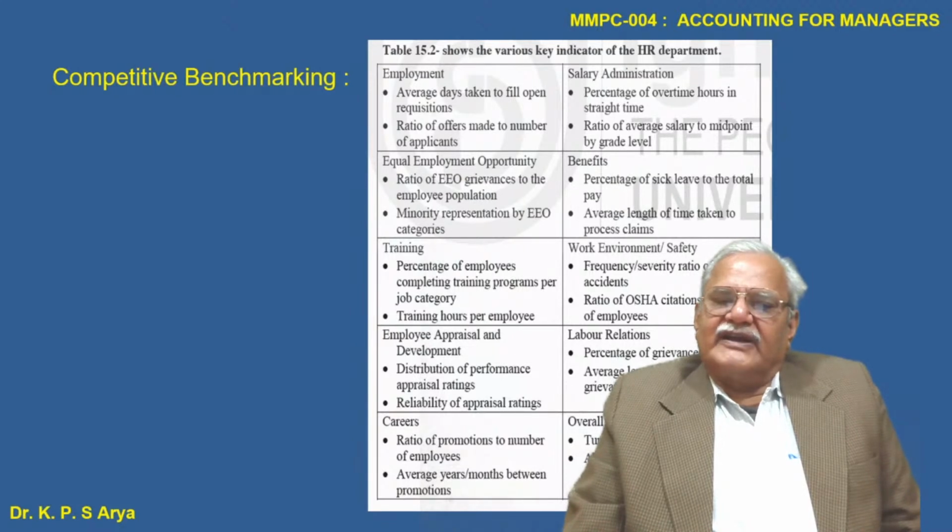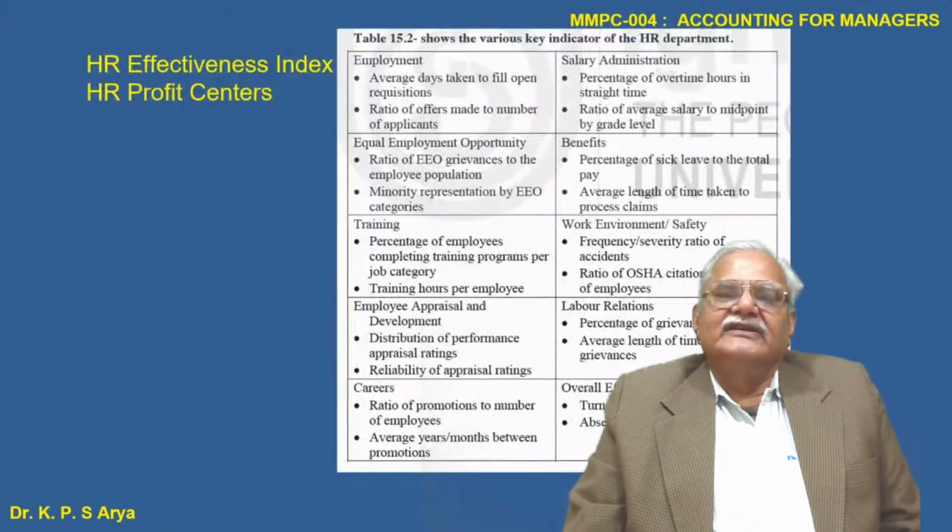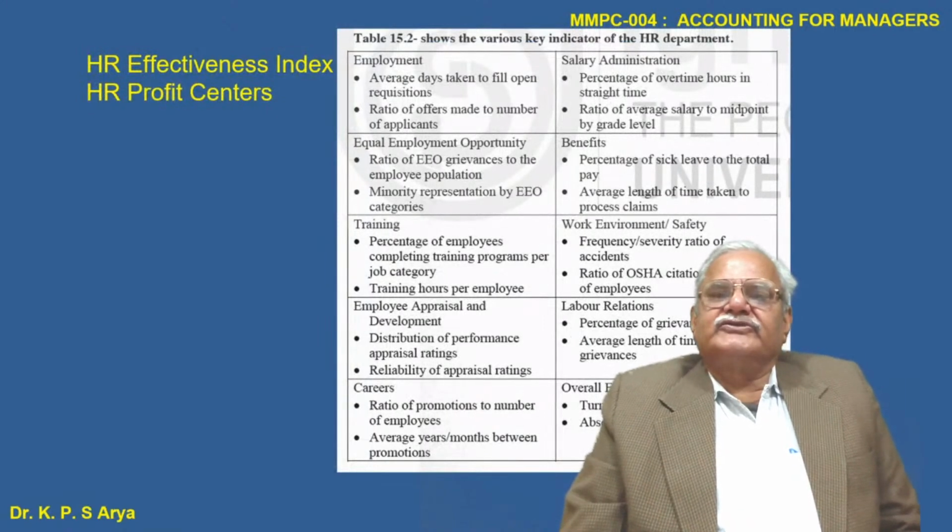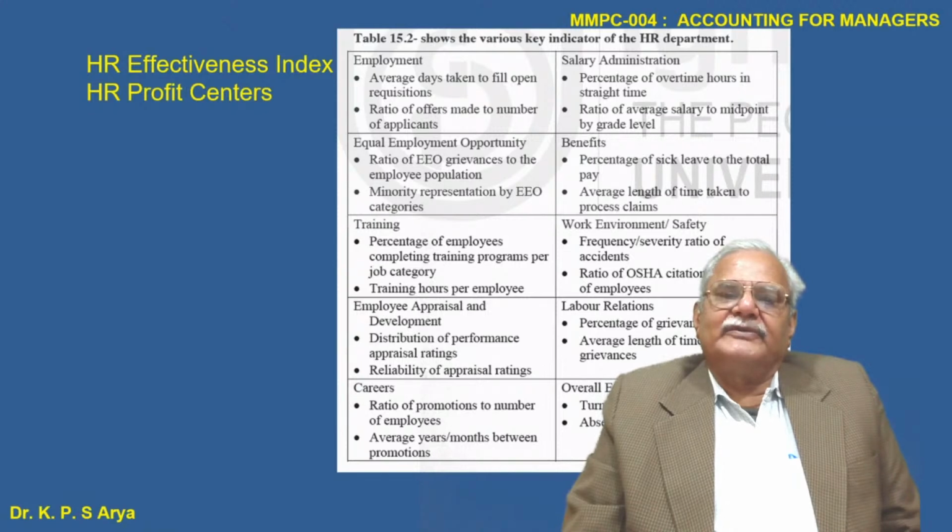Work environment and safety: frequency, severity ratio of accidents, ratio of OSHA criterion to number of employees. Employee appraisal and development: distribution of performance appraisal ratings, reliability of appraisal ratings. Labor relations: percentage of grievances settled, average length of time to settle grievance. Careers: ratio of promotion to number of employees, average years and months between promotions. Overall effectiveness: turnover rate and absenteeism rate. Now this shows the various key indicators of the HR department.